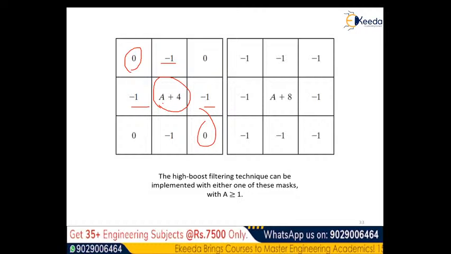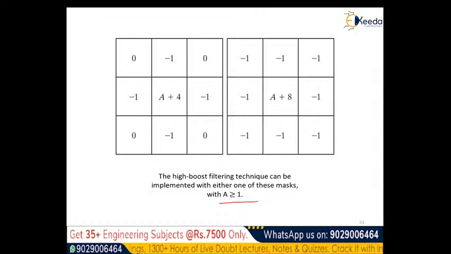So the central pixel intensity is having a definite, sharp change, and the neighbor pixel coefficient values here. Here it is a plus 8. So A is any constant value which is greater than or equal to 1. These two masks, when utilized, will of course give us the use of unsharp masking and high boosting in spatial domain filtering.